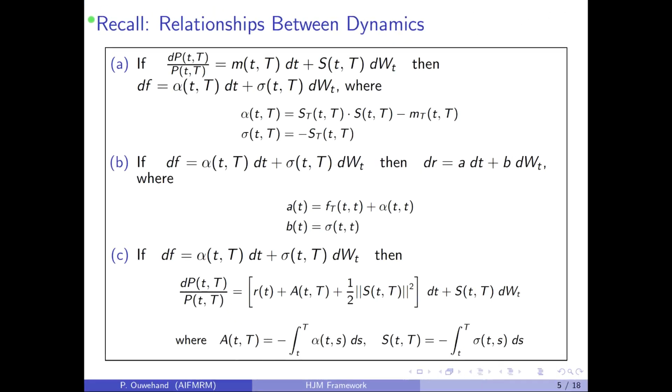Earlier, in the lesson on Introduction to Term Structure Modeling, we derived the following relationships between the dynamics of bond prices, instantaneous forward rates, and the short rate. I'd particularly like to draw your attention to C here, which relates the dynamics of the instantaneous forward rates with the bond prices. In other words, it specifies how to go from instantaneous forward rate dynamics to bond price dynamics.